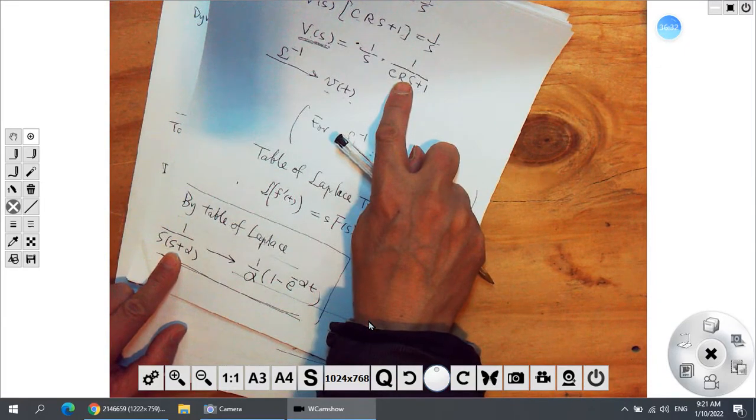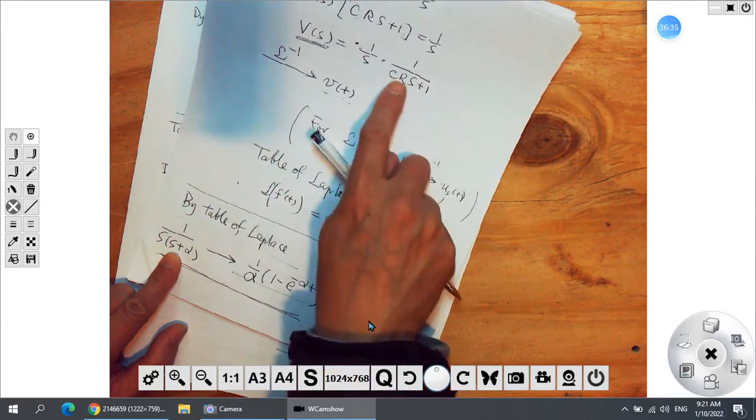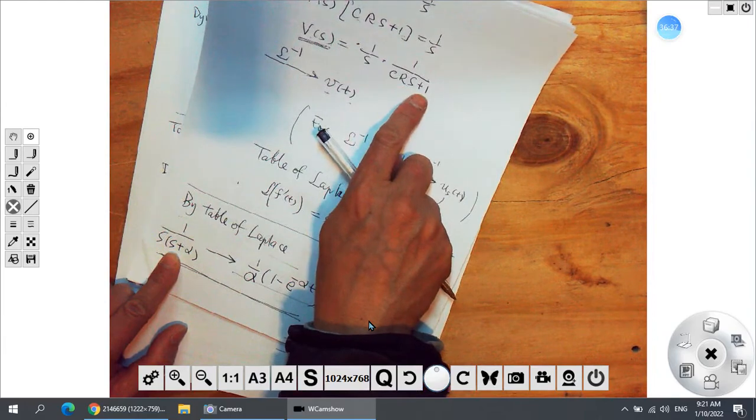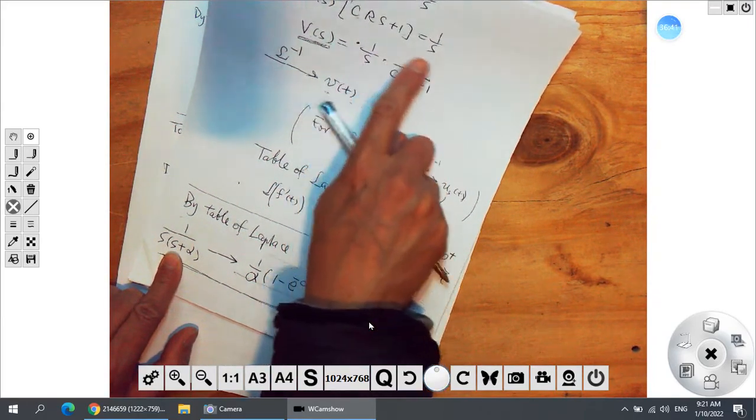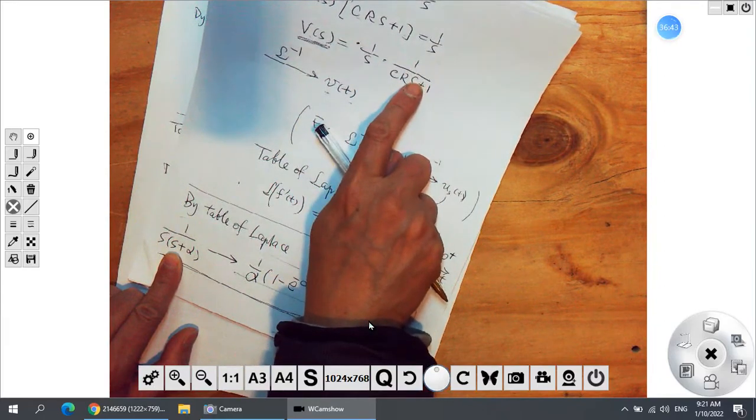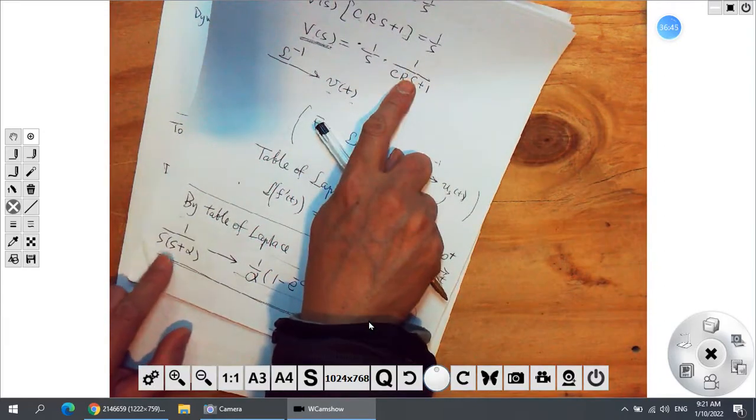Then we compare these with these. Okay, not exactly the same, right? This is some constant times s plus 1. Here I need s plus alpha. So we change this a little bit so that this one can be applied exactly.